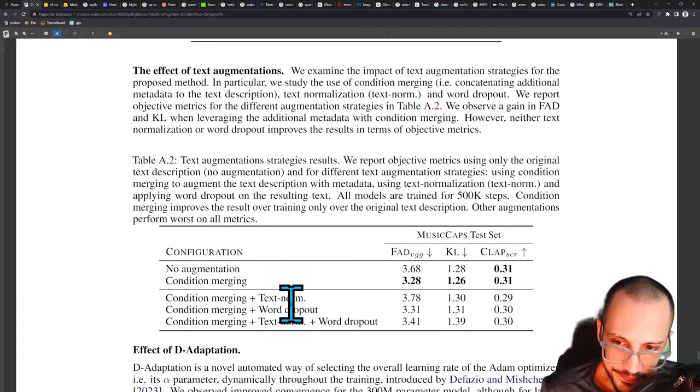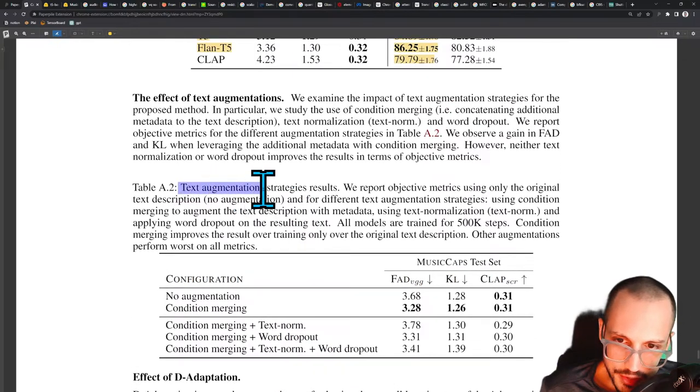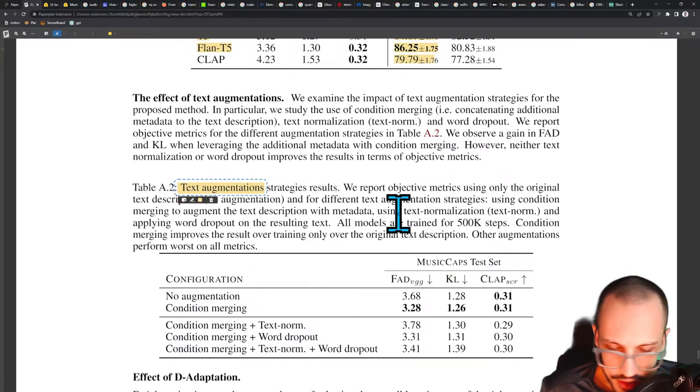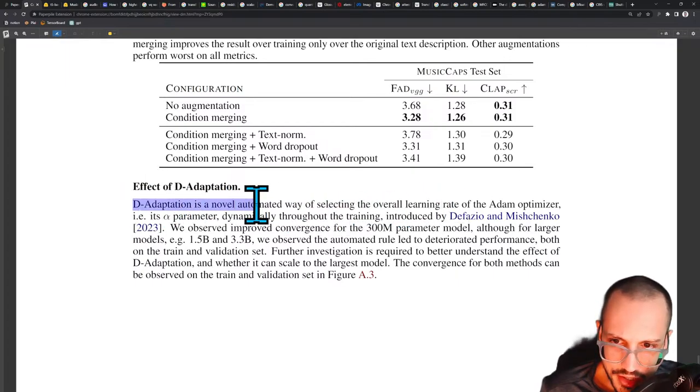Which is kind of crazy. Alright, so here they're changing the text augmentation, which is where they drop out specific words in the sentence, random words in the sentence, add more crap to the sentence. De-adaptation is a novel automated way of selecting the overall learning rate of the Adam optimizer by basically picking this alpha dynamically throughout the training.